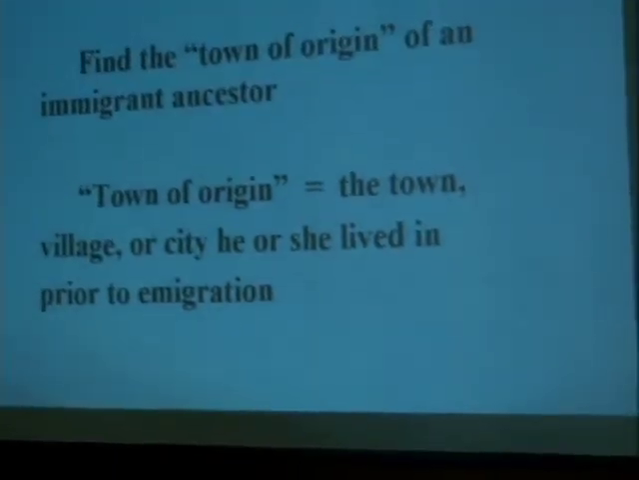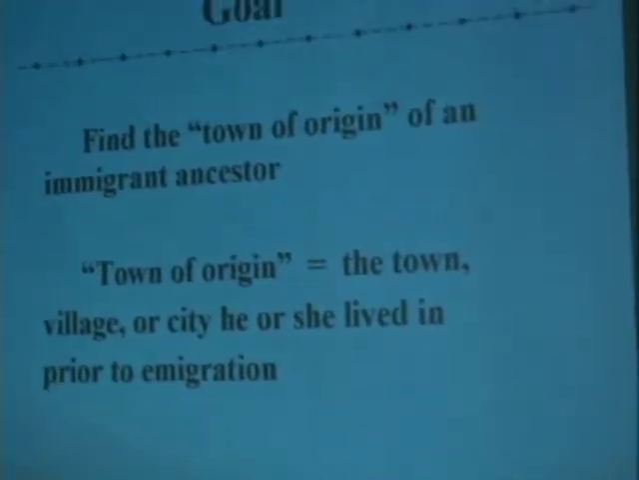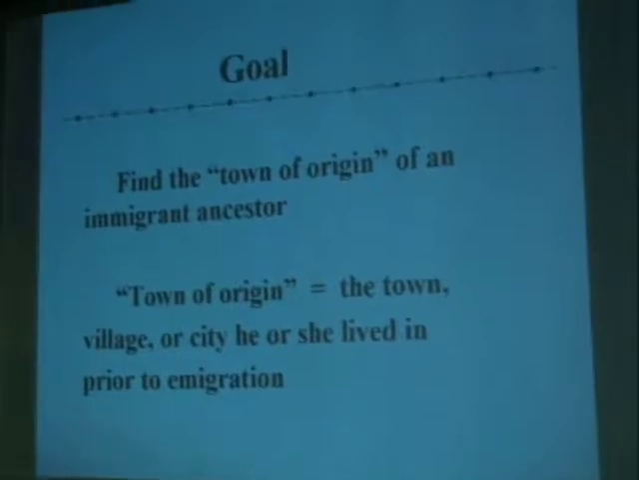So I'm hoping to give you some ideas about where to look and how to go about doing that kind of research. The goal for this research, there we go, is to find the town of origin that your immigrant ancestor came from. And by the town of origin, I just mean the town, the city, the village that they came from before they immigrated to the United States.